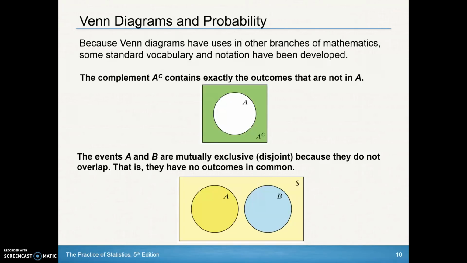Events A and B are mutually exclusive, or disjoint, if there's nothing in common between the two. Well, then there's no intersection between the two. And then we could just say the probability of A or B would be the probability of A plus the probability of B, because we don't have to worry about subtracting anything out, because there's no intersection.